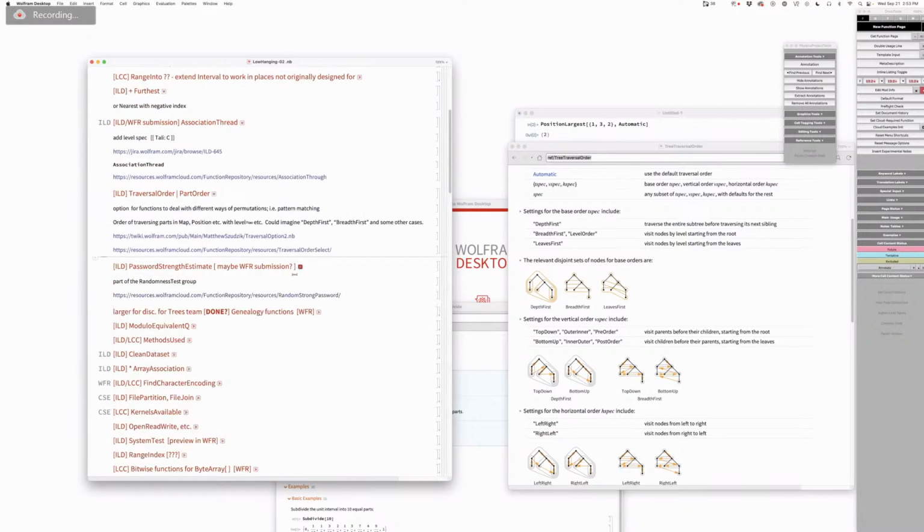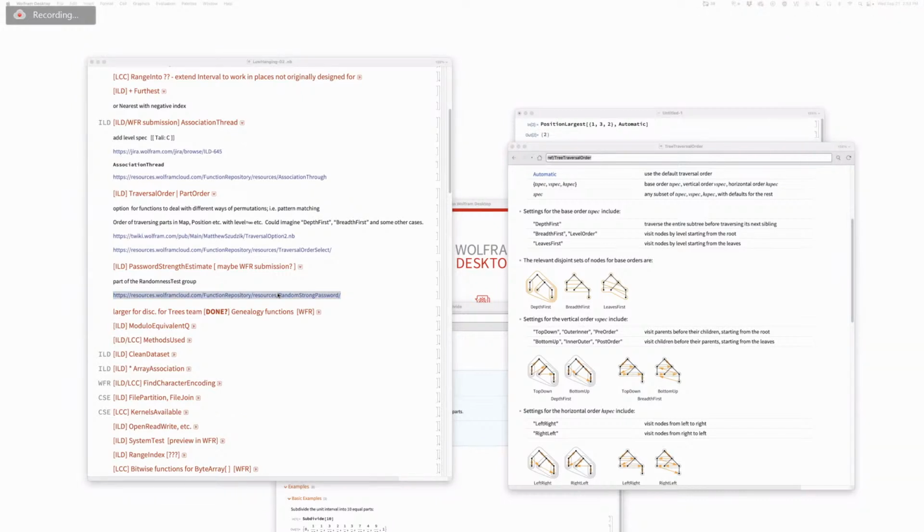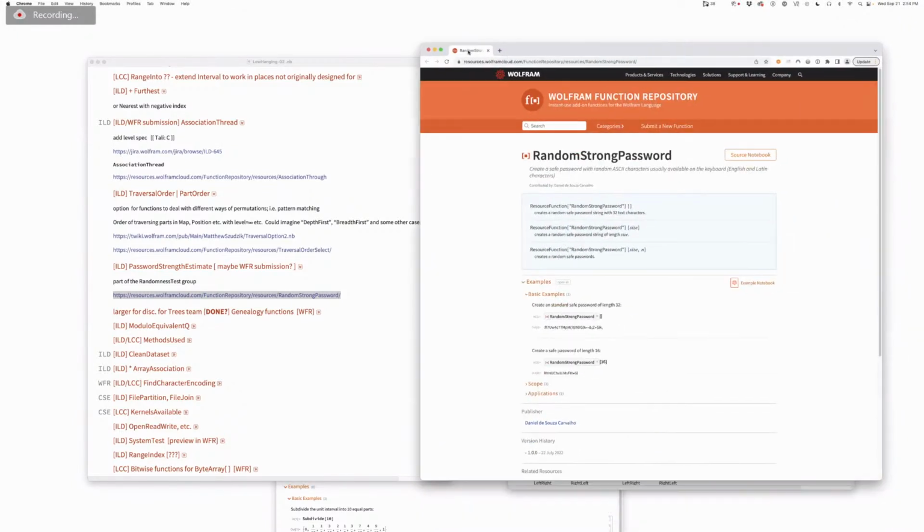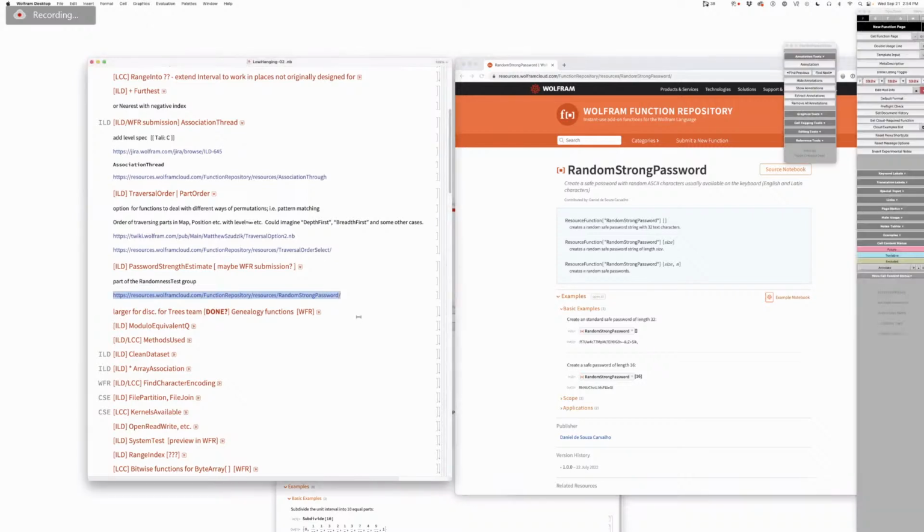All right. Let's keep going here. Password strength estimate. I thought we had a WFR for this. Wow, we really don't have a thing that tests the strength of a password. I thought we had such a function in Wolfram Alpha, for example. Seems like a reasonable WFR function. Minor. Can we suggest that as a WFR function? Yeah, I think we have one that generates strong passwords, but not a tester. That's what I just, yeah. There it is. Okay. All right.